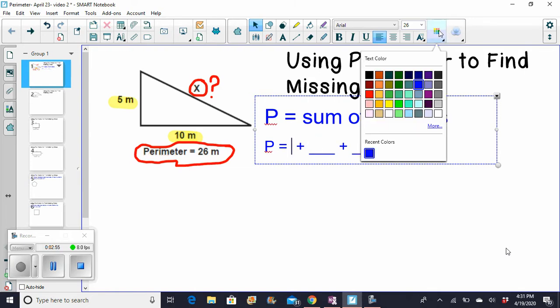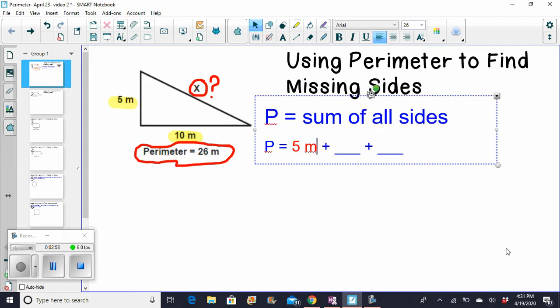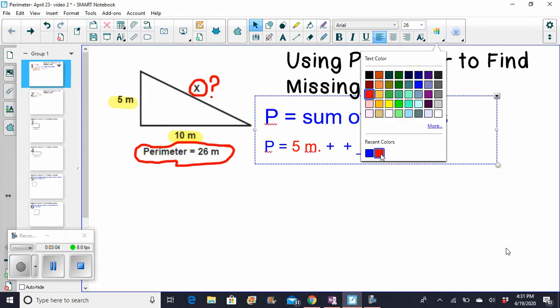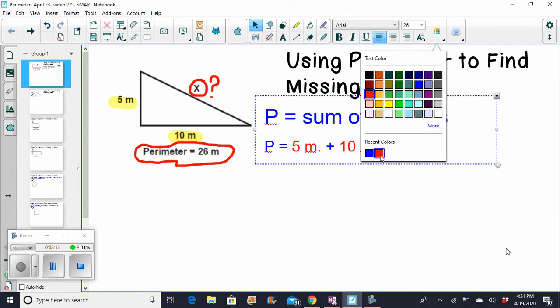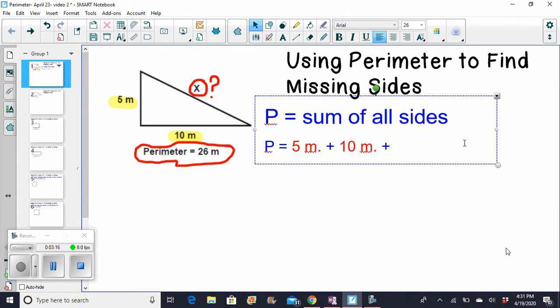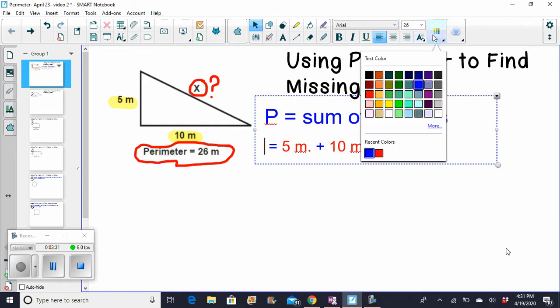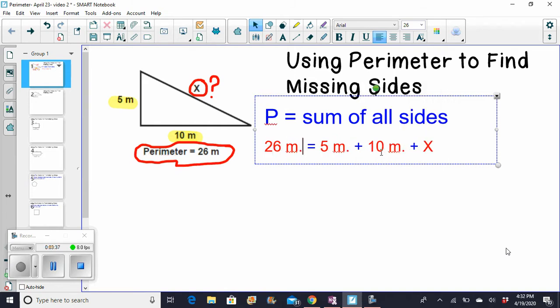So I do know that one of my sides is 5 meters. I know that another side is 10 meters. And then my third side, that is my missing measurement. And instead of putting the question mark, I'm going to use that variable X because that's what they used in the problem to label it. But I also know one more value. I actually know what the perimeter is. So I'm going to get rid of that P for perimeter, and I'm going to type in what I know, which is that the perimeter actually is 26 meters.